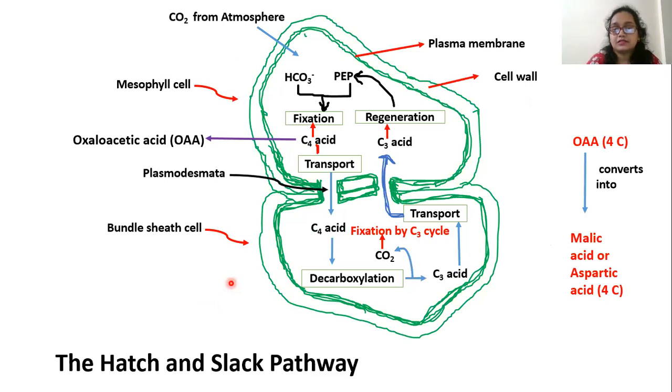So now the Hatch-Slack pathway. Before discussing the Hatch-Slack pathway, I will give you a brief history about it. Hatch and Slack were scientists who did a similar kind of experiment as Calvin did. They subjected some plants to radioactive 14 carbon dioxide, and then analyzed the metabolites obtained from those plants after photosynthesis.